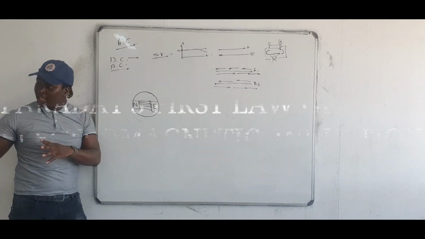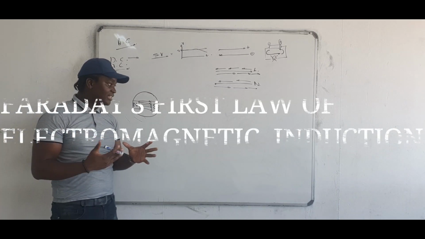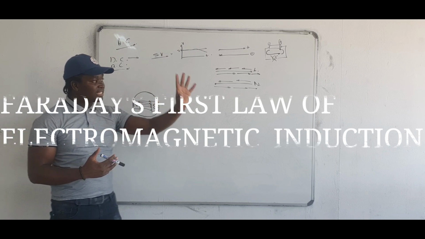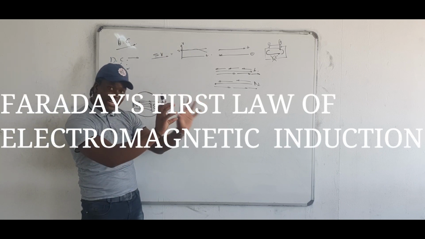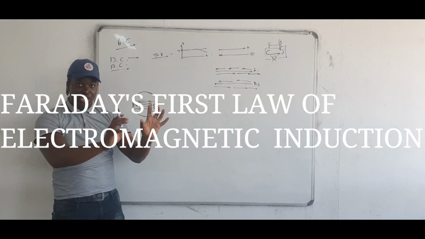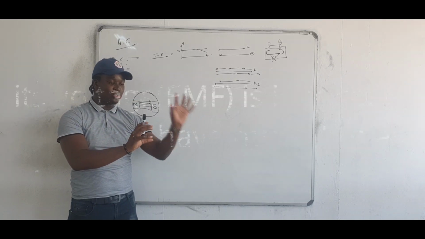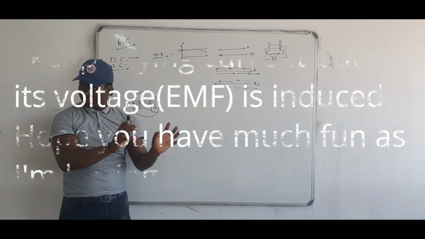Now, here's the thing. Remember there is a law which says that wherever you've got an interaction between the magnetic flux and the conductor, you will have current induced onto the conductor. Are we together?